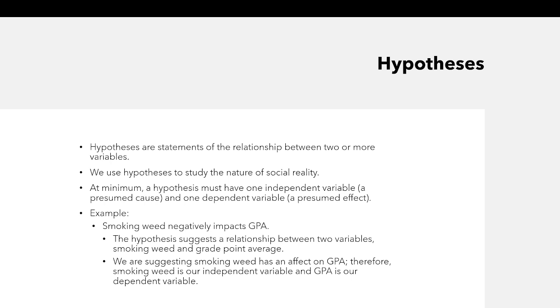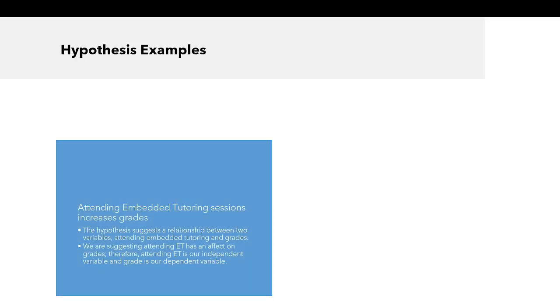All right. So just to bring in some of that language from the previous video on variables, remember that variables are characteristics of human behavior. Smoking weed can differ from individual to individual. GPA can differ from individual to individual. So this is how we can continue to recognize that language of variables. And now we're introducing this new language of independent variable, again the presumed cause, and dependent variable, again the presumed effect. Just want to introduce a couple more examples here.